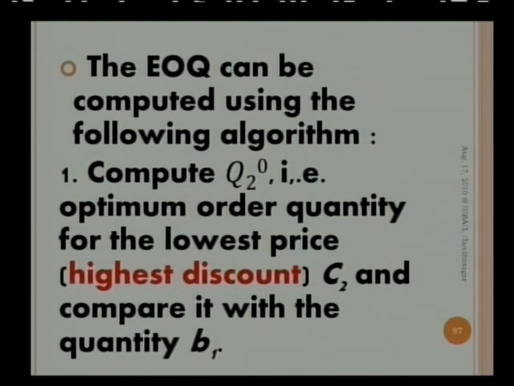First of all, we start by assuming that we must have the maximum profit. In that case, we proceed with the optimal value of Q2. That means we are using the second purchase price, that is C2, and then from that we use our usual EOQ model, and we will get the optimal value of Q2O.